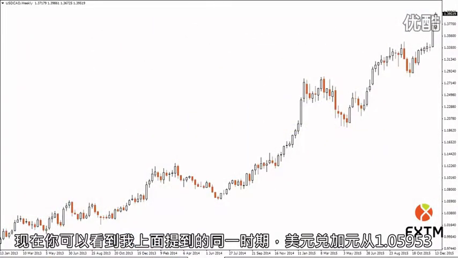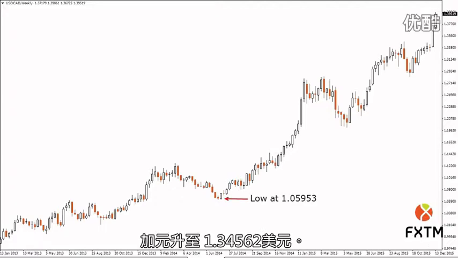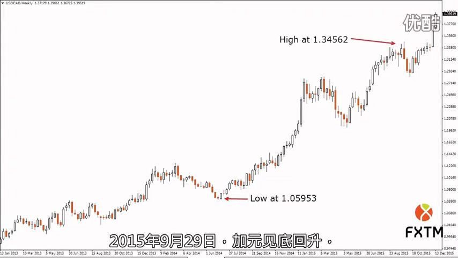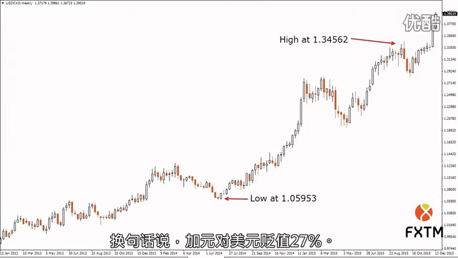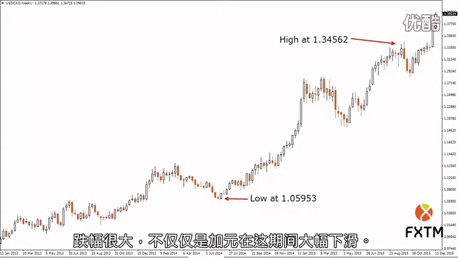So let's take a look at a good example here of the Canadian dollar. Now, as you can see, during that same period of time that I mentioned, the Canadian dollar dropped from about 1.05953, shown here on my chart, to about 1.34562. Now, that's about September 29th, 2015 that it bottomed out. So this was essentially a loss of about 2,900 pips. I'm doing a little rounding here. Or in other words, it became 27% weaker against the dollar. So that is a significant decline.